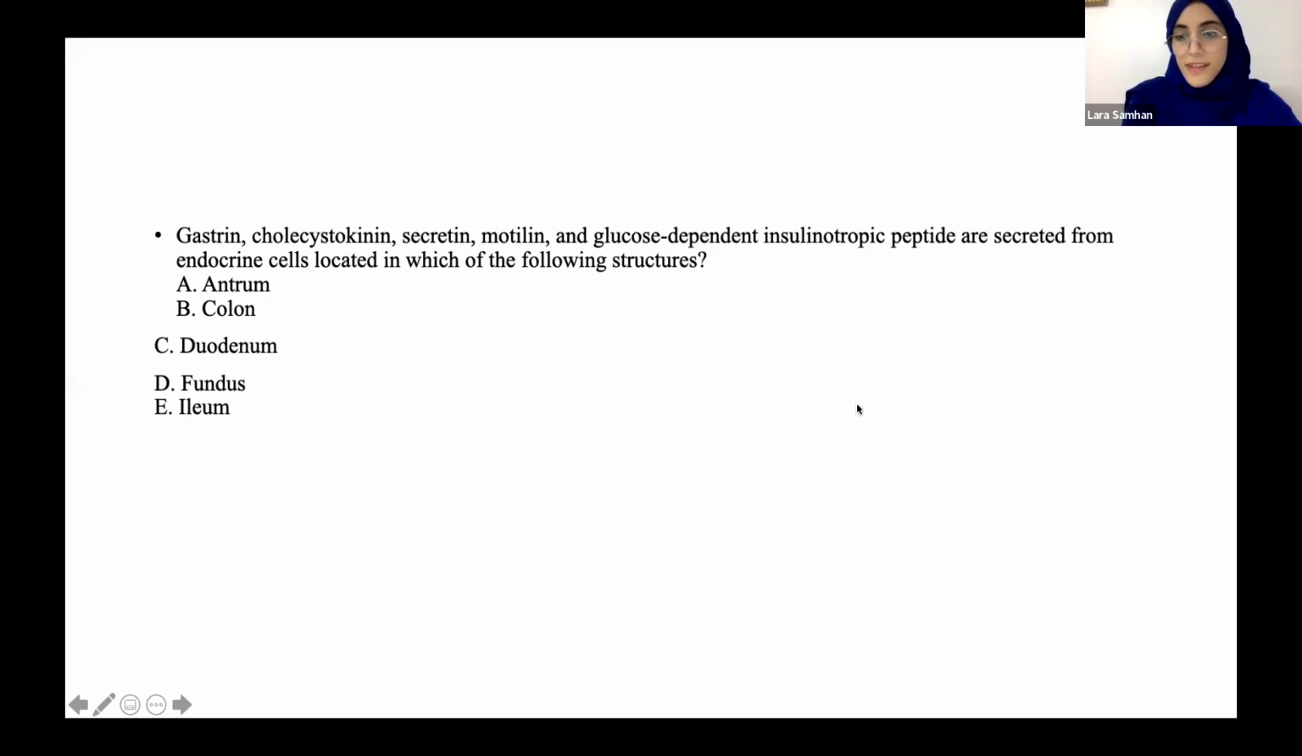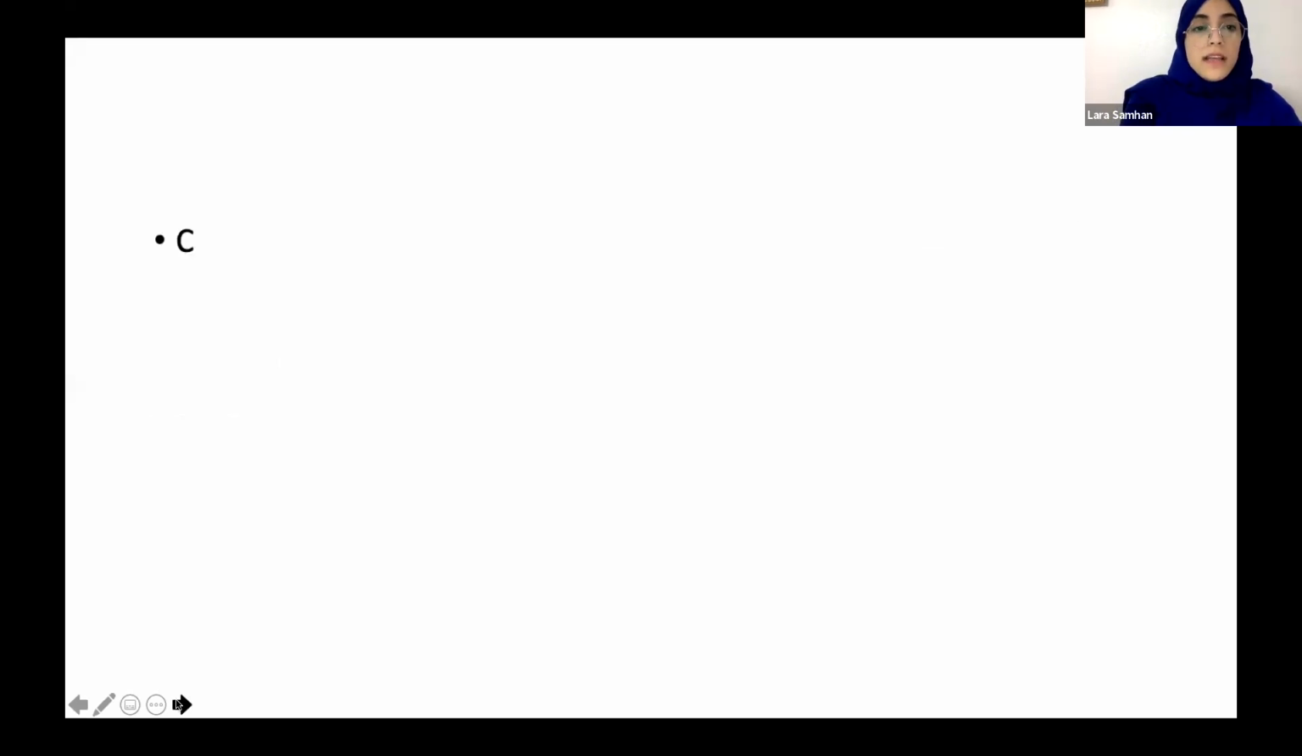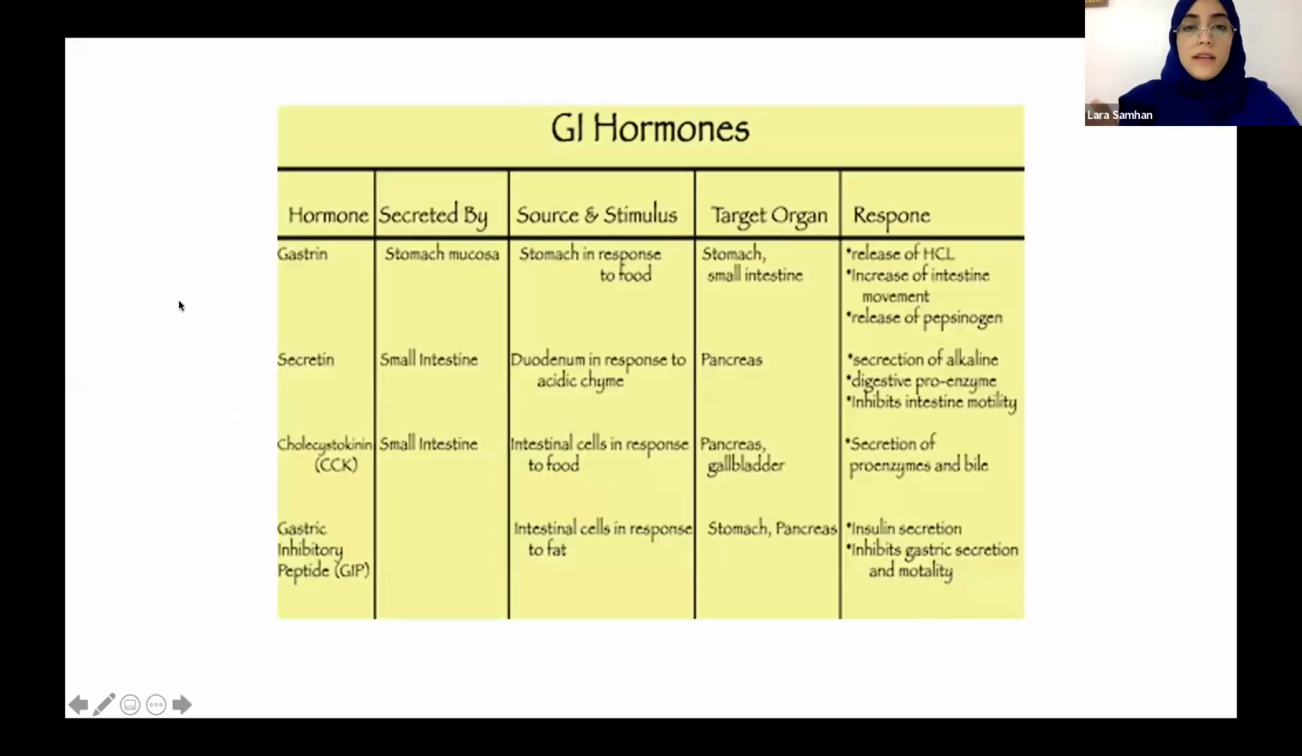Excellent. Exactly. So this question says that gastrin, cholecystokinin, secretin, motilin, and the glucose-dependent insulinotropic peptide are secreted from endocrine cells located in which of the following structures? The correct answer is the duodenum. Some of those hormones are produced either from the stomach or from the duodenum, but the ones this question mentions are mostly produced in the duodenum.